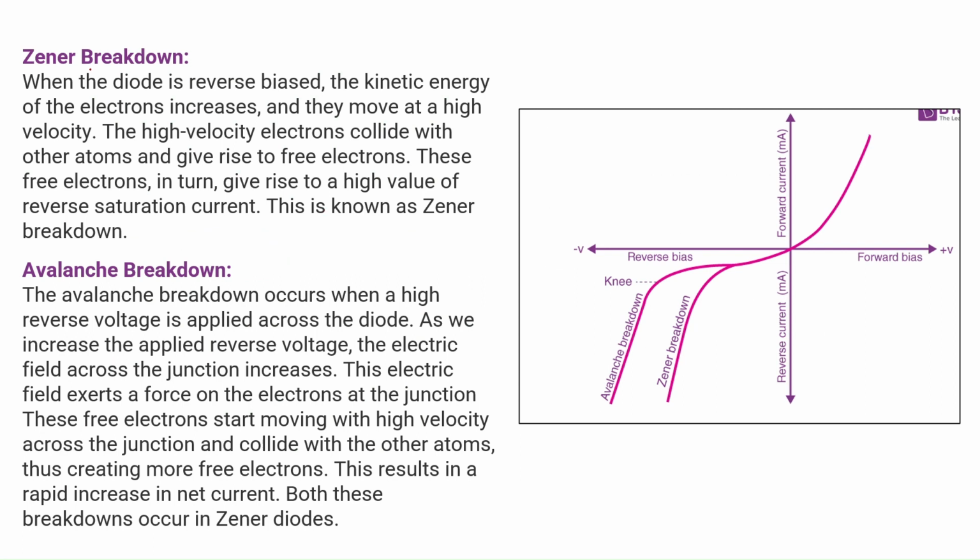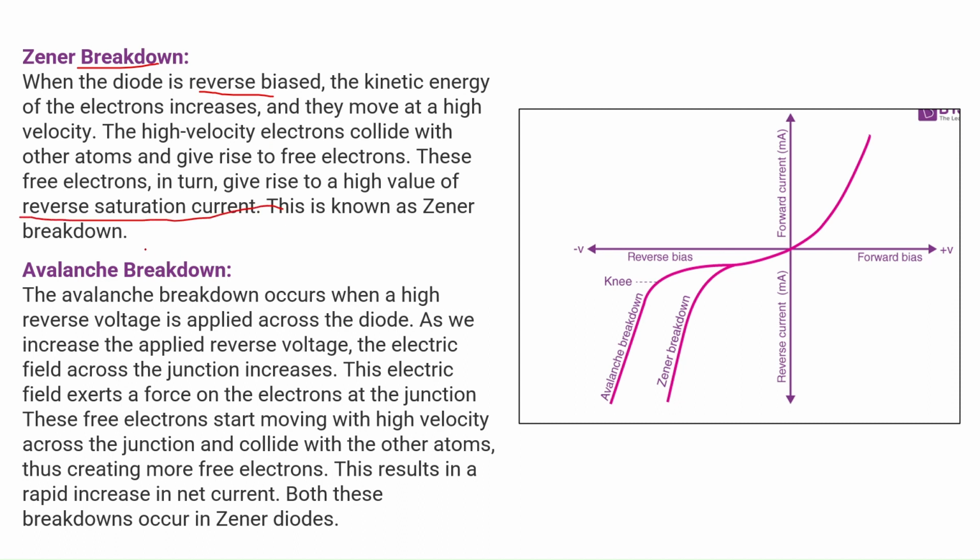In Zener breakdown, when the diode is reverse biased, the kinetic energy of the electrons increases. When the kinetic energy increases, the electrons tend to move at high velocity. The electrons which move at high velocity collide with other atoms in the PN junction. When an electron collides with another atom, it breaks the bond between two electrons. As a result, free electrons are generated. Thus, reverse saturation current flows through the PN junction diode. This is called Zener breakdown.